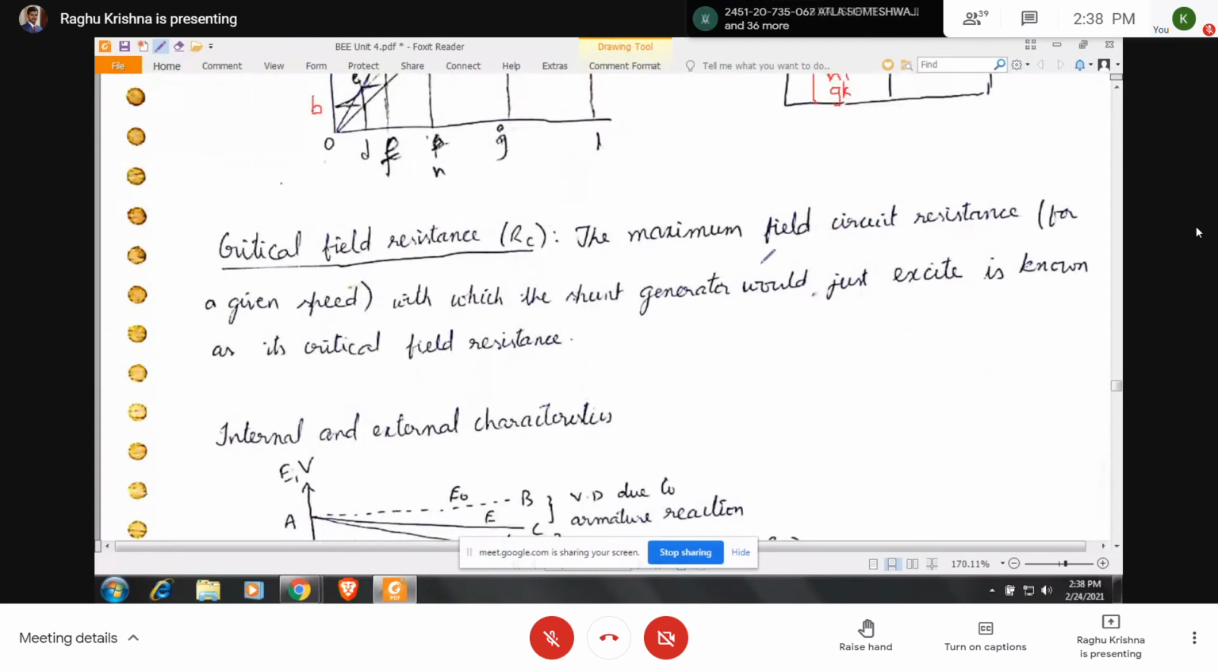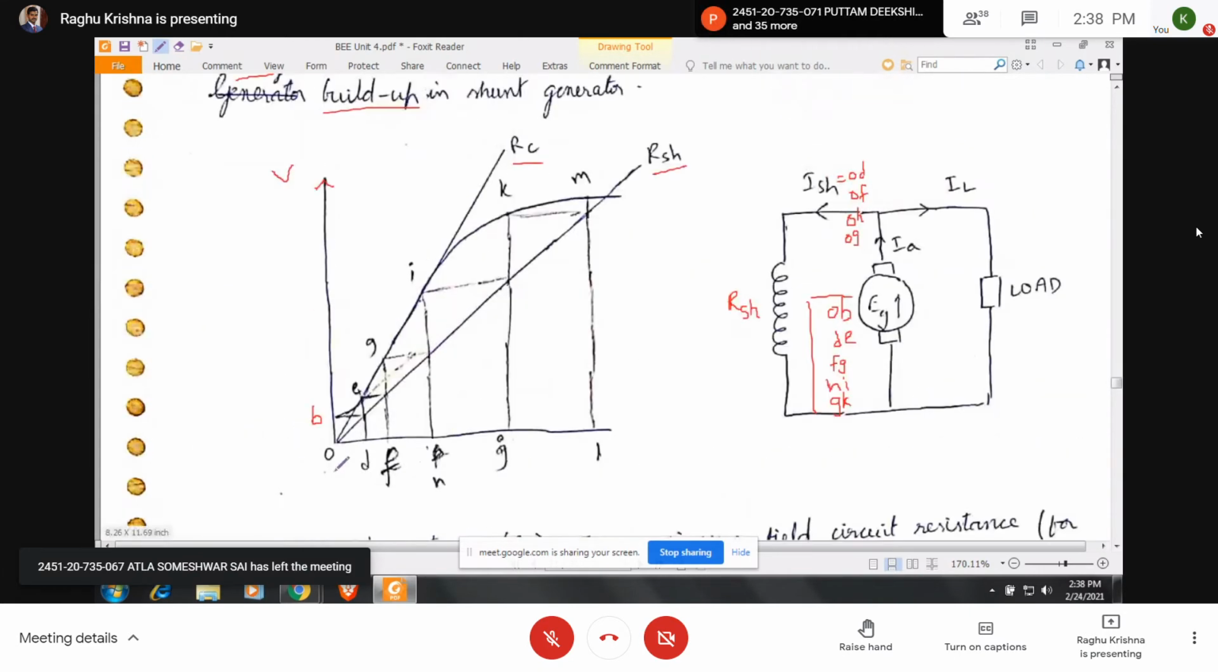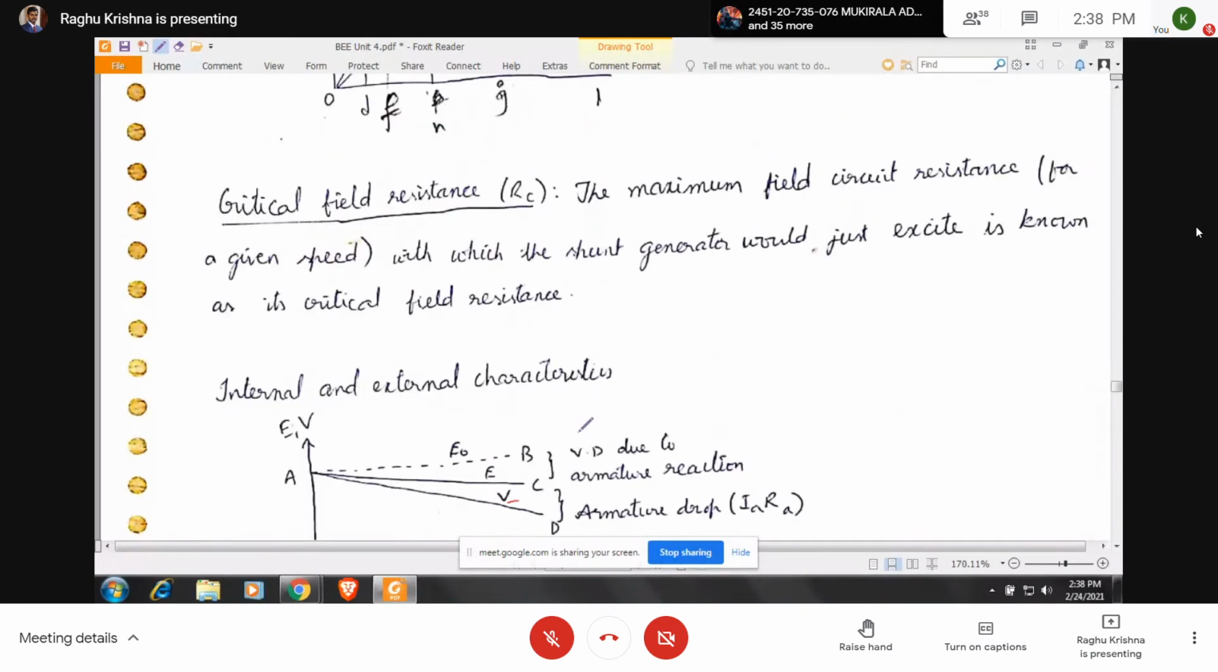The maximum field circuit resistance for a given speed, with which the shunt generator would just excite, is known as its critical field resistance. It can be obtained by drawing a line starting from origin to the linear portion of the OCC. If you find the slope of this line, it gives the value of RC, the critical field resistance.